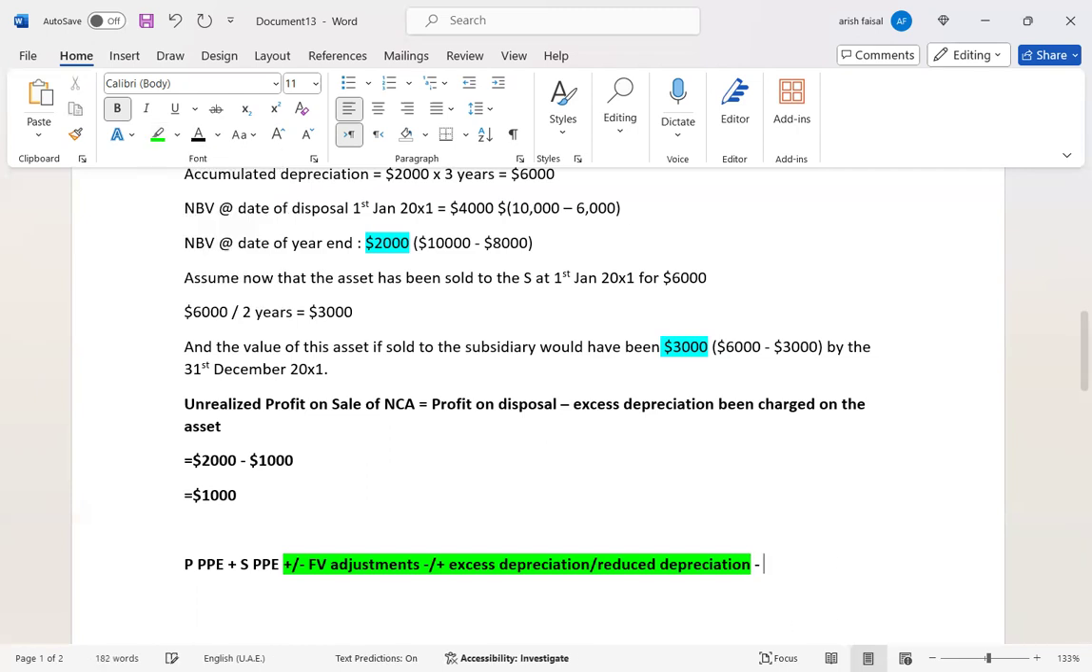But then from there you can minus the unrealized profit on sale of PPE from parent to subsidiary, or it could be from subsidiary to parent, in both cases, right? So that unrealized profit would also be subtracted after the fair value adjustment, and you will get the consolidated PPE, which will be recorded in your consolidated statement of financial position.